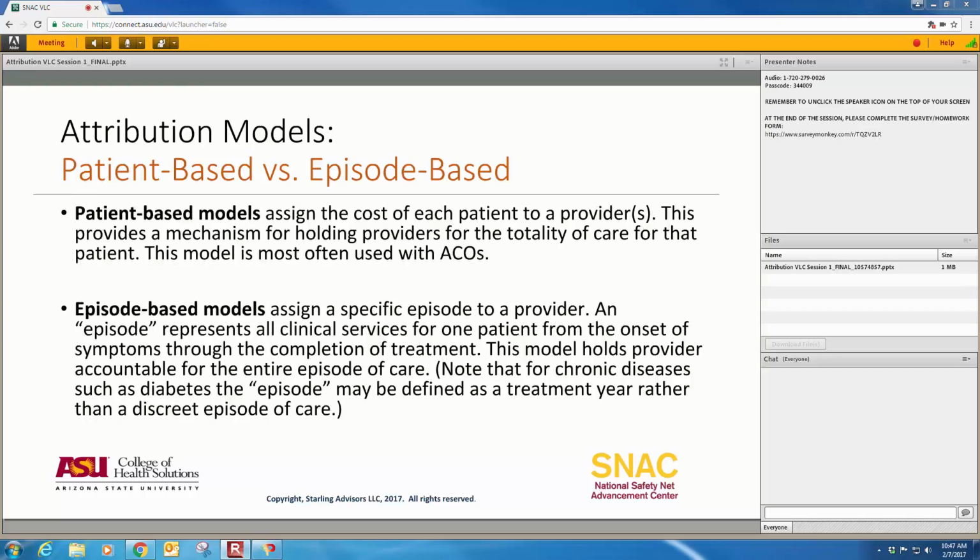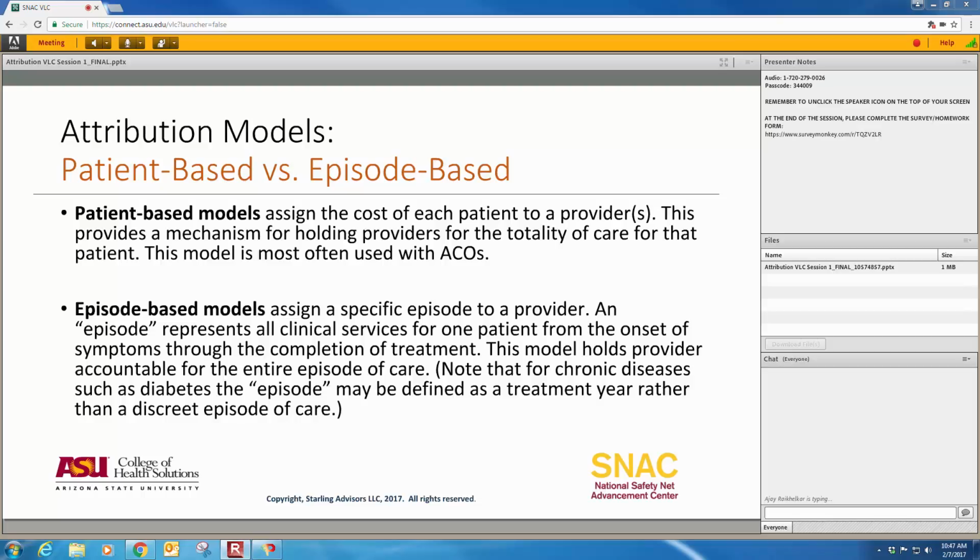I want to talk about two distinct and important types of attribution models. One is the patient-based model, and the other is the episode-based model. A patient-based model is a model that assigns the cost of each patient to a provider, and it provides a mechanism for holding the provider accountable for the totality of care for that patient. And it's the model that is most often attributed or assigned to an ACO.